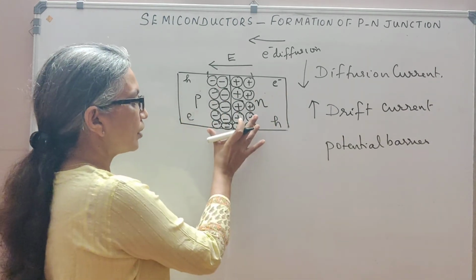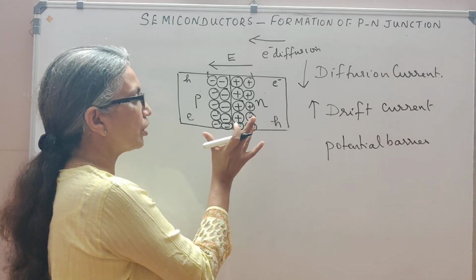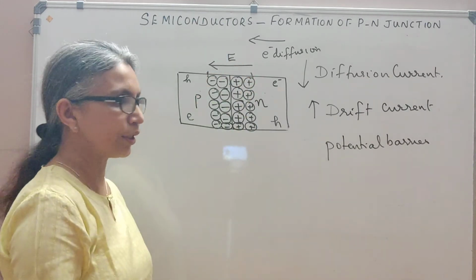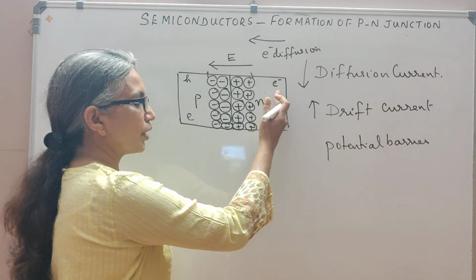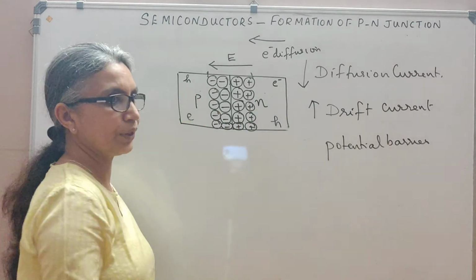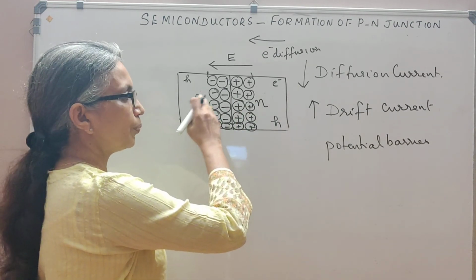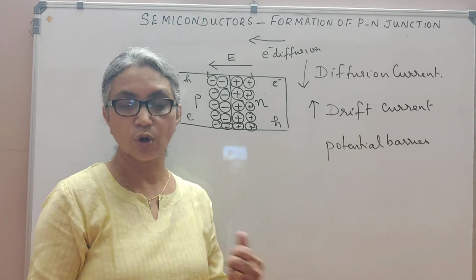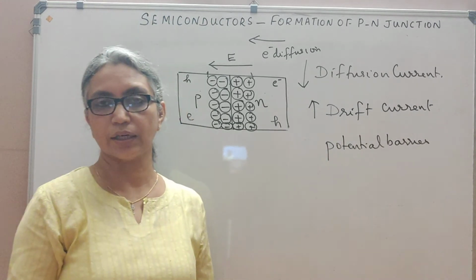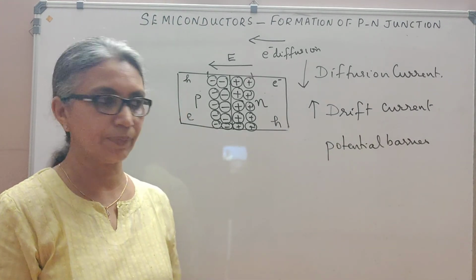You will see that as this potential becomes larger, or the electric field grows in strength, it opposes the movement of majority carriers, that is electrons from N to P. That means it opposes the diffusion current. So that potential which opposes the crossing over of majority carriers is what you call the potential barrier.